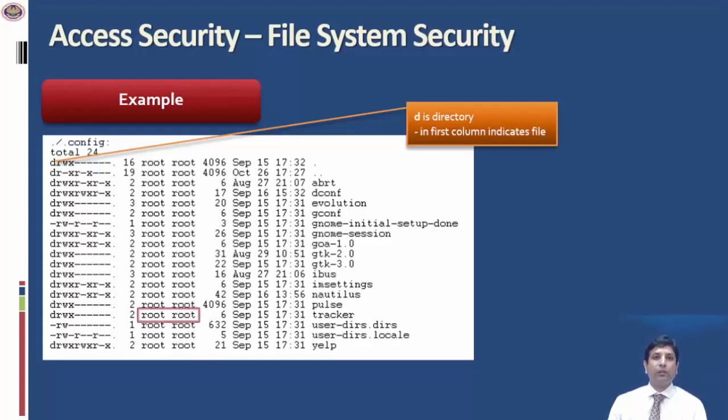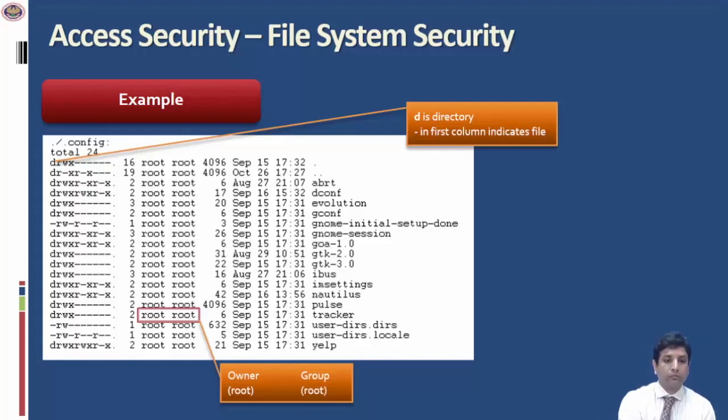Then we can see who are the users who have access to the specific files or directories within this Unix file system. So here we can see on the left hand side, the user root has the ownership of this specific directory, which is called tracker. And the user root also belongs to a group which is known as root. So in this example, all the users and the group is root itself.